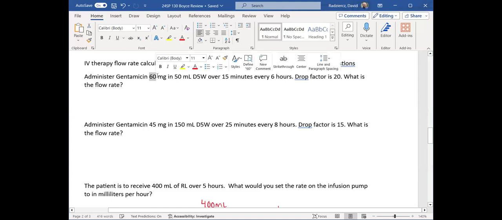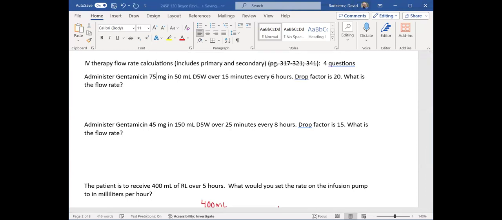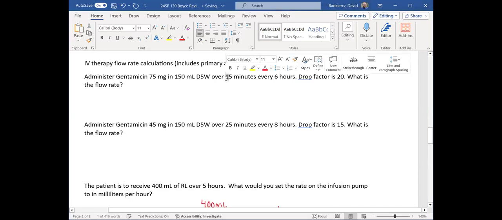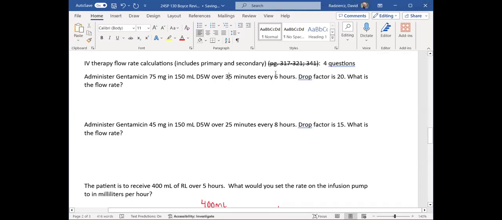Let's say they want to give the patient 75 milligrams. And then what we have available is 150 milliliters, and it's infusing over, let's say, 35 minutes. We'll leave it at every 6 hours. The drop factor here is going to be 5. And then the question says, what is the flow rate? Now, if this is the first time you're seeing a question like this, instinctively you're thinking, okay, flow rate, we already know is milliliters per hour.